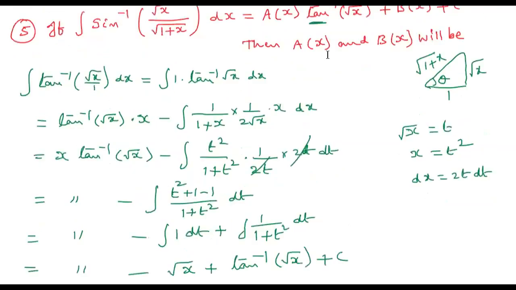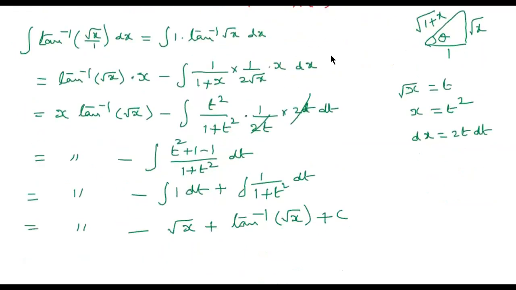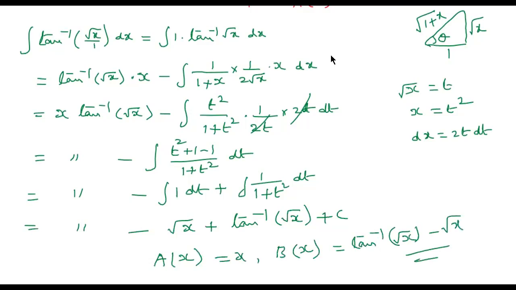Observe the problem. What they are asking: the tan inverse root x coefficient, that is a of x. So here a of x is equal to x, and b of x they are asking, that is tan inverse of root x minus root x. So these are the a of x and b of x values. Next, I am going to another problem.